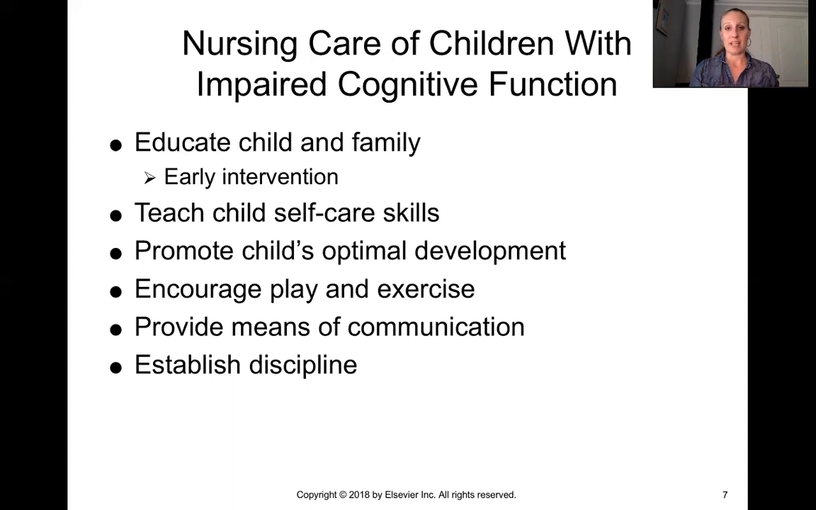And then for discipline, we definitely want to set limits for these children. We want to make sure that the parents are consistent and that all caregivers are consistent. They're not going to have the moral development that children without a cognitive impairment have. So we need to keep it with good and bad, positive and negative, because they're not going to be able to make those inferences for themselves. I think that's it for that slide.